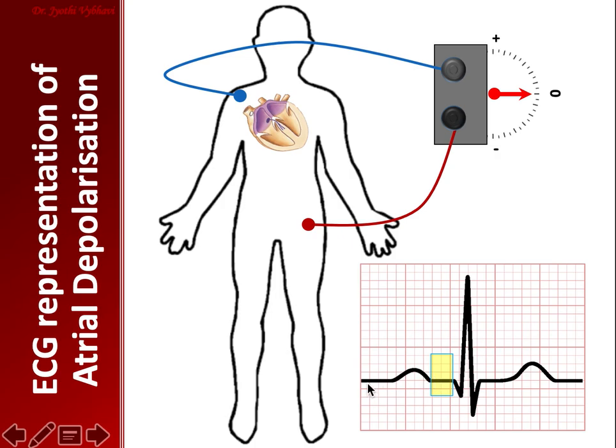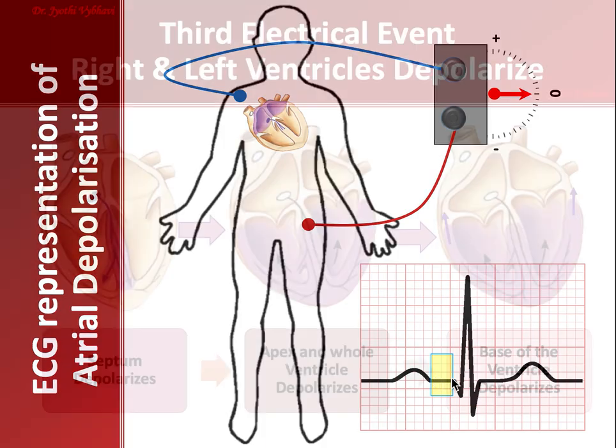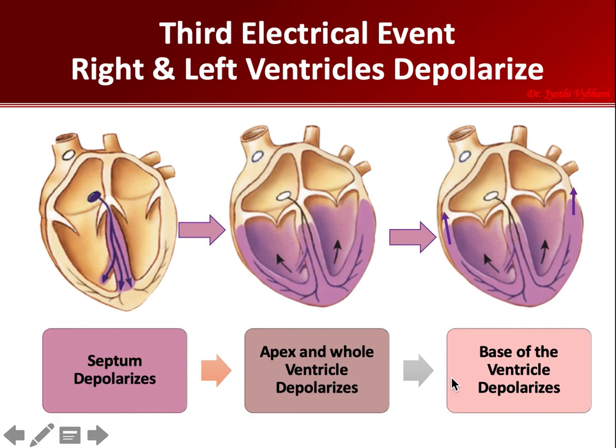So we understood the SA node depolarizes, P wave is atrial depolarization, and then AV nodal depolarization. Okay. So the third major electrical event is the depolarization of the ventricles.